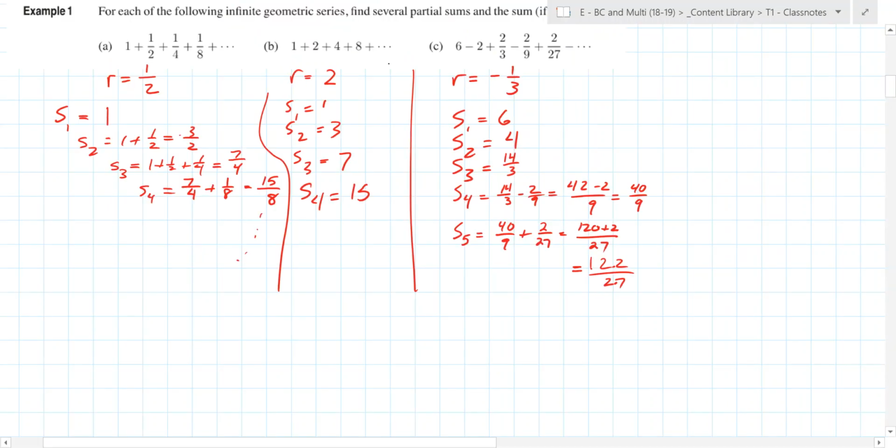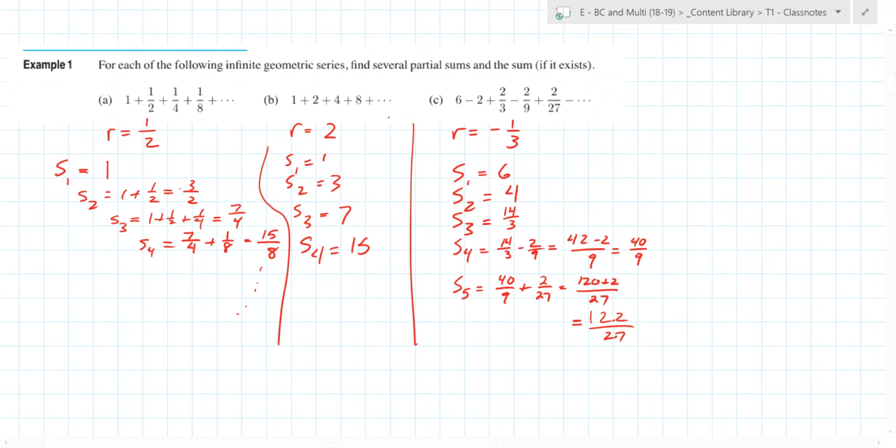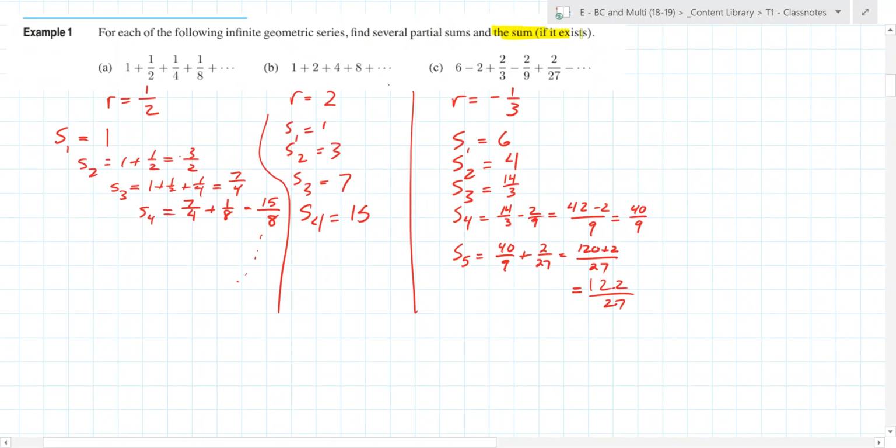So those are the partial sums, and the sum if it exists. When would the sum not exist? This one just keeps getting bigger, right? So this one goes to infinity. It diverges. What's the point of writing out the partial sums? It helps give you an idea of where it might be going.